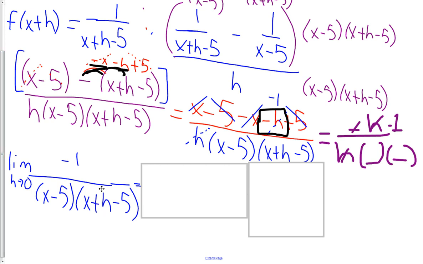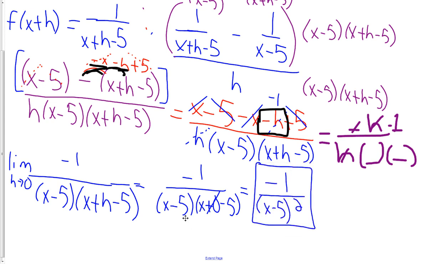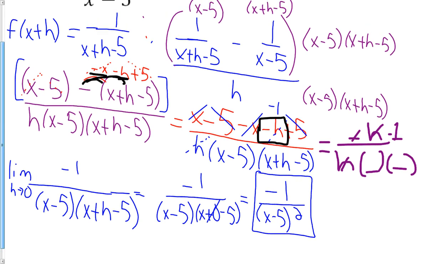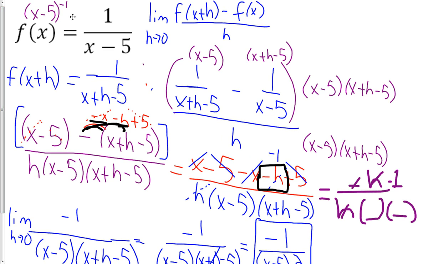Plugging in 0 right here, this is going to become x minus 5 as well. X minus 5, and we get negative 1 over x minus 5 squared. We're not going to FOIL that out. This is the way that you can kind of see potentially where the pattern comes into play, from x minus 5 to the negative 1 form of that, right?